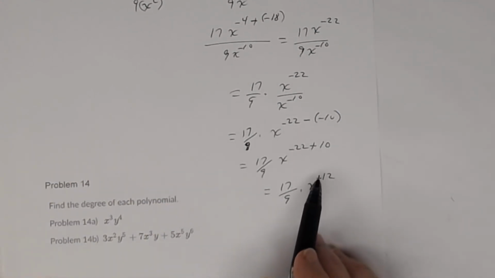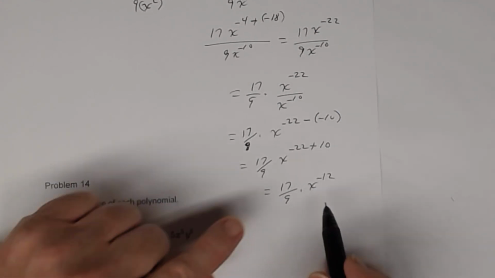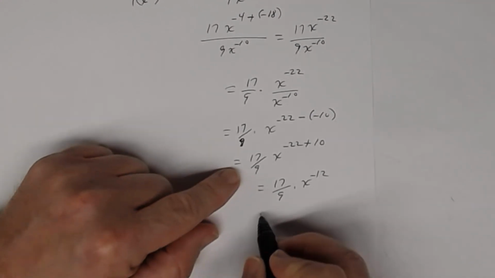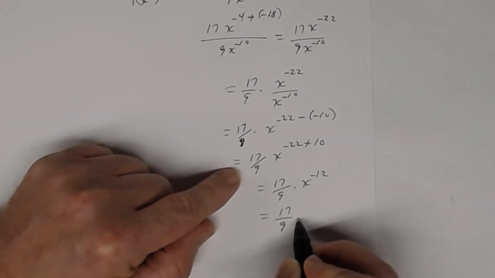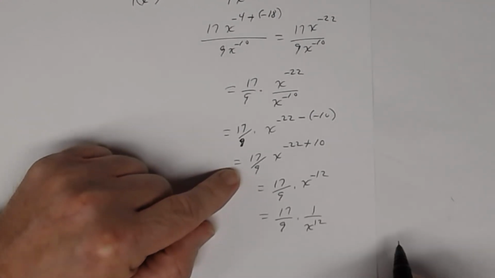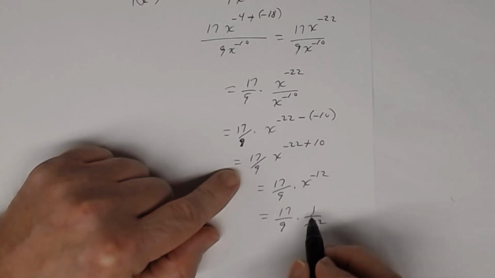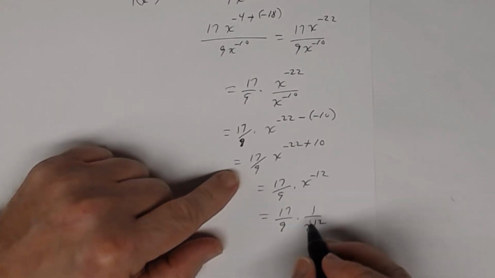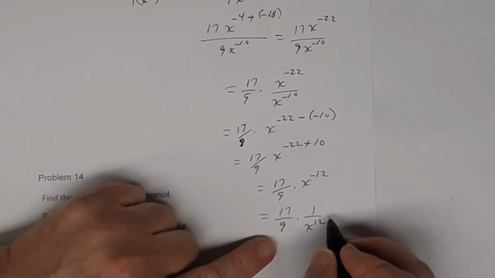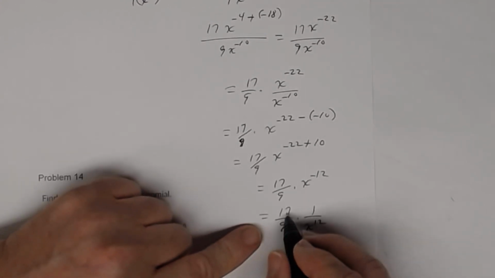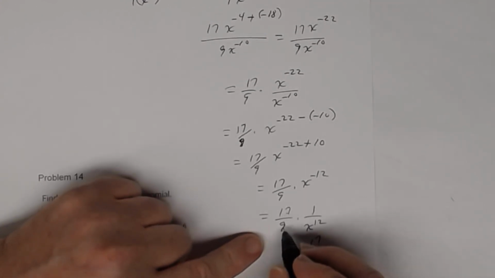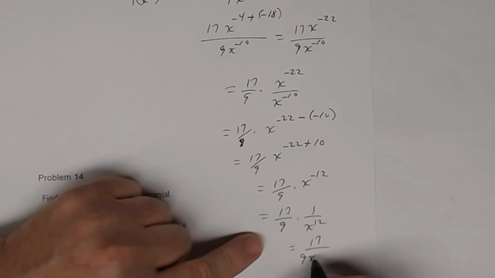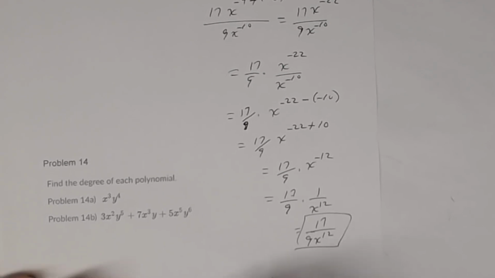All right, so now I have a negative exponent. But remember, x to the negative 12 is the same thing as 1 over x to the 12. And then you're going to write this now as one fraction. Don't leave it as two fractions like this. Write it as one fraction. So you get 17 times 1 is 17, and then 9 times x to the 12. And so that's your answer, one fraction.